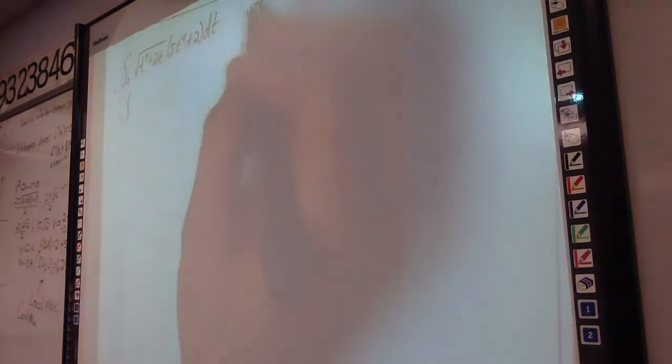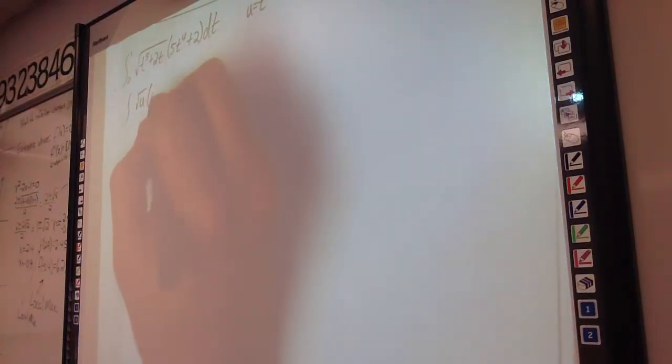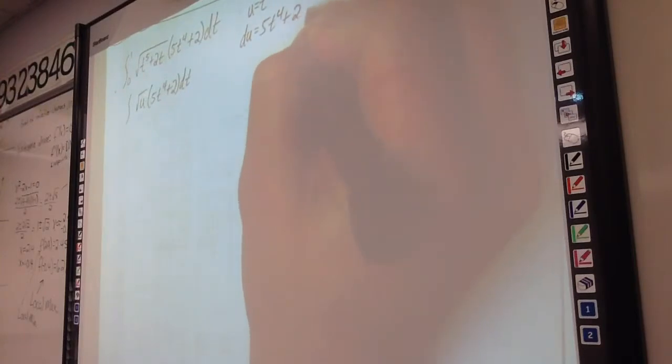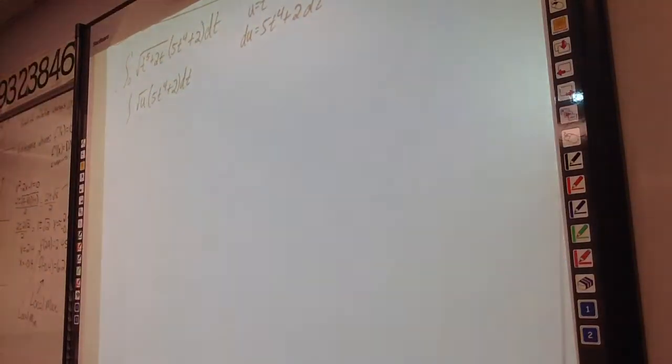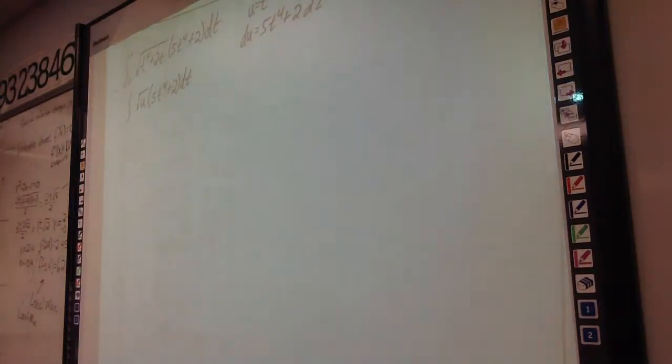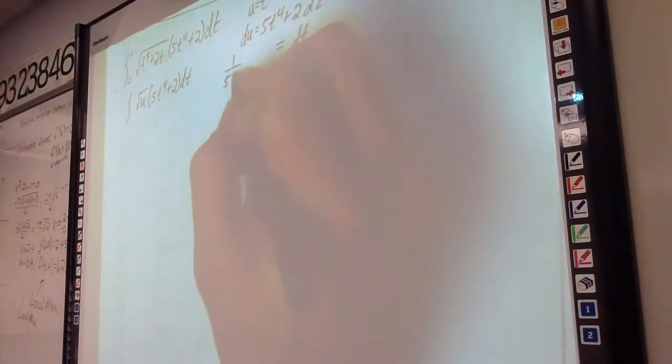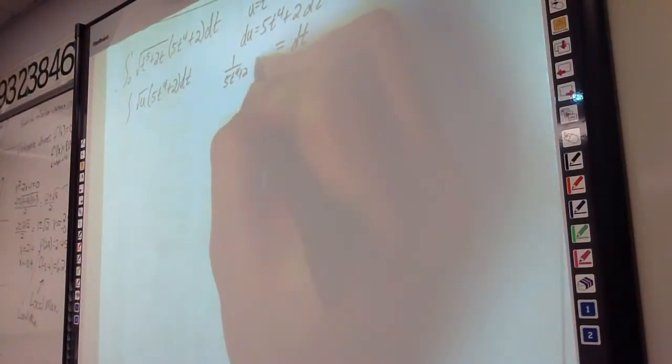So now I'm going to leave the numbers off of here for right now. You'll see why. So we'll have square root of u times 5t to the fourth plus 2 dt. Well, okay, so that's u, so du is 5t to the fourth plus 2 dt. That's convenient. Hey, that's cool, because now dt equals 1 over 5t to the fourth plus 2 du.